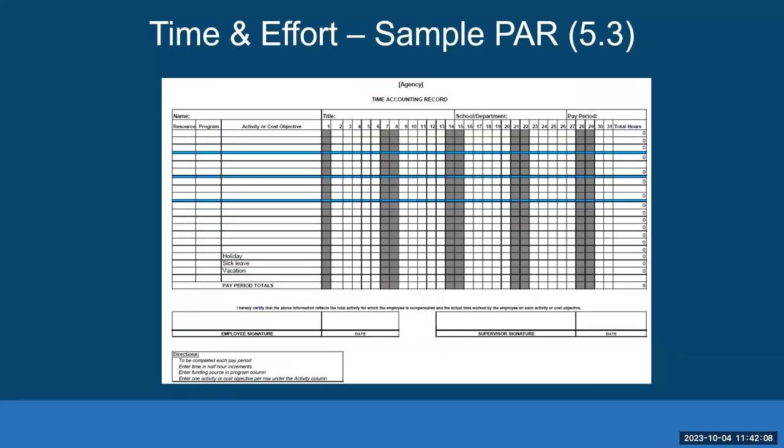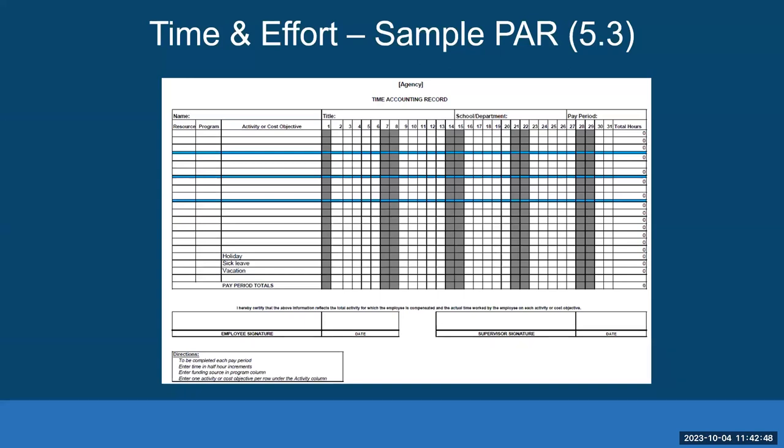This is another form for employees who work on multiple cost objectives. And again, if utilized correctly, this form includes the elements and information to help the agency meet the time and effort requirements for employees who work on multiple cost objectives. This form is fairly simple, and I really like it because it includes a clear area for funding source, activity, and the time the employee spends serving that activity and that funding source.